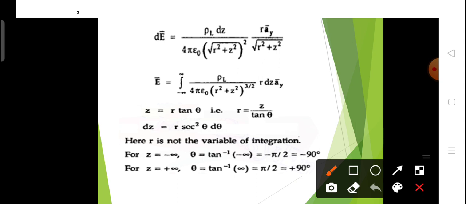Here it is a complicated one, so we have to use z equal to r tan theta. Then dz can be calculated as r secant squared theta d theta. From the first equation we may write r is equal to z by tan theta. Then we have to change the variable, that is, the limit values. Here z is the variable, so if z is minus infinity, then theta becomes minus 90. If z is positive infinity, then we will have theta as plus 90.